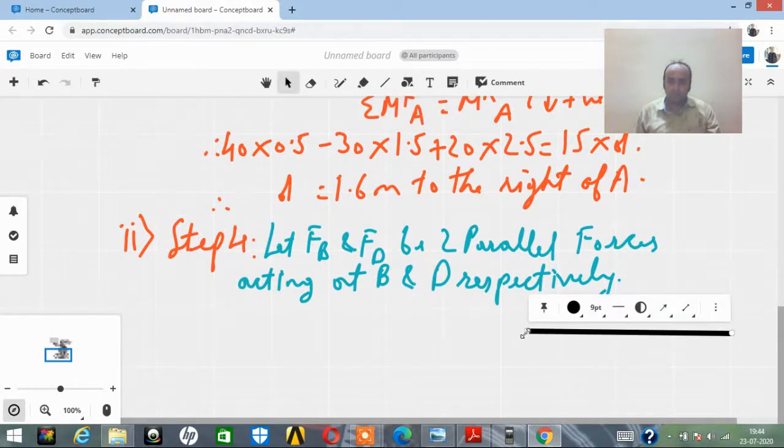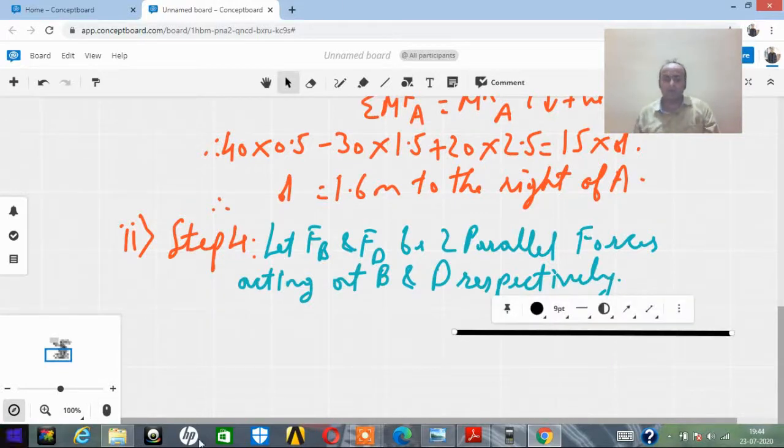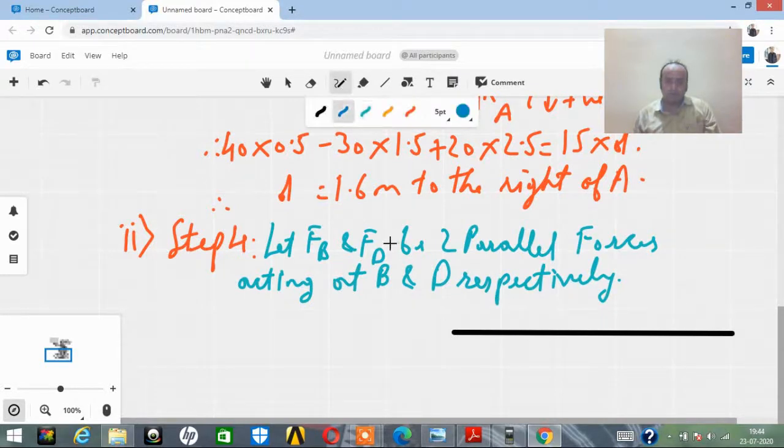Okay, let me simply extend it over here. Yes. So now if I see one by one, let me name the points. So here is A, here is B, here is C, and the other one is D. And what we have assumed is that these forces, that is FB and FD, are acting in vertically downward sense. That we have simply assumed.